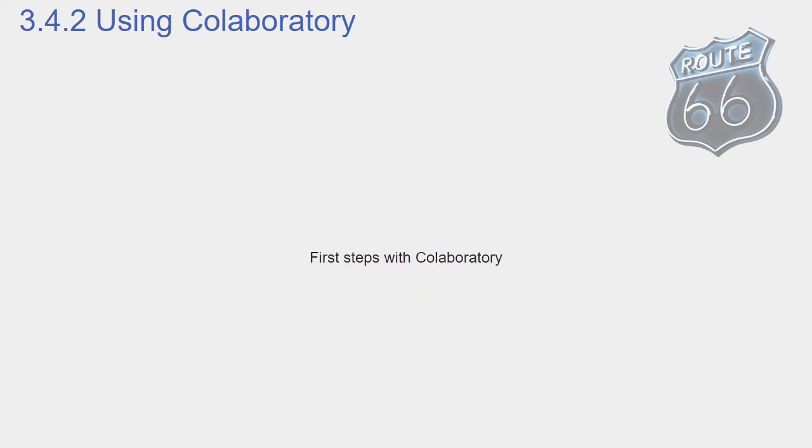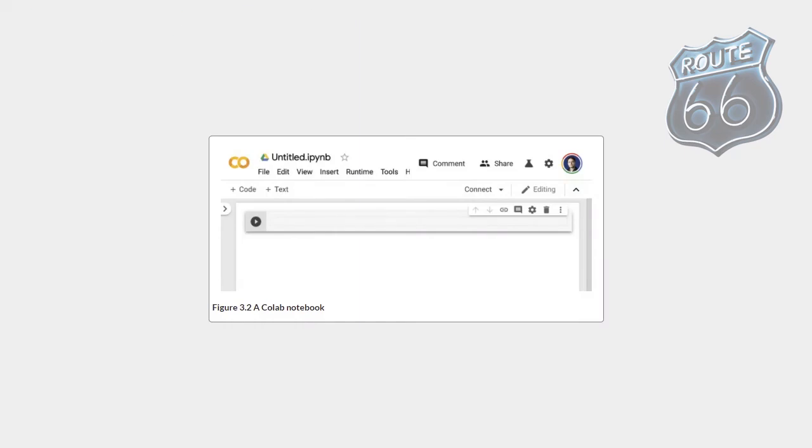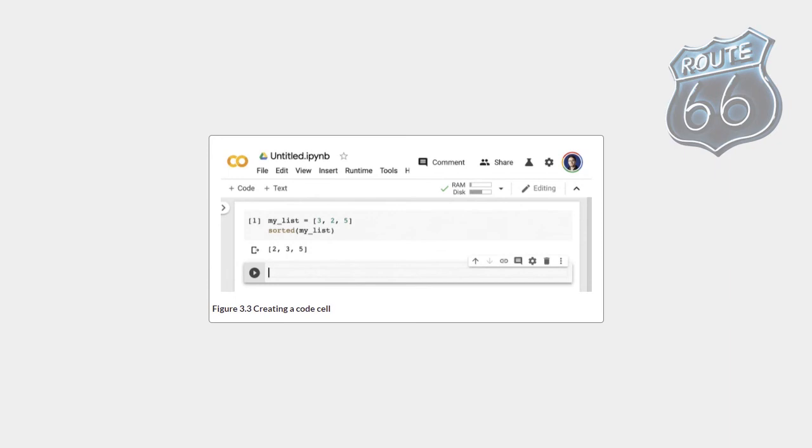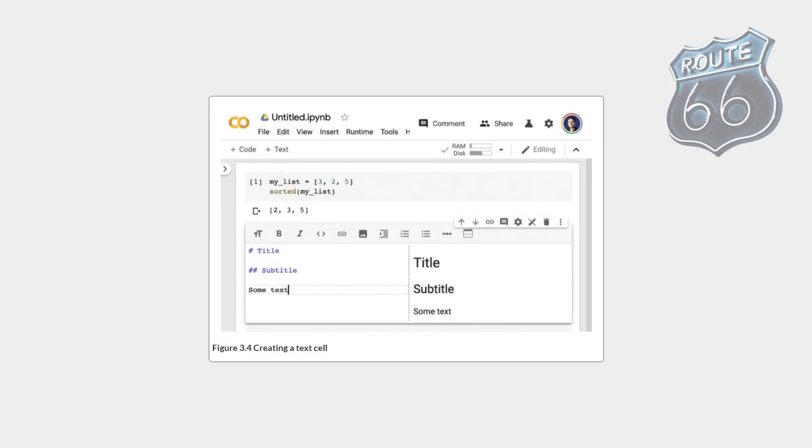First steps with Collaboratory. To get started with Colab, go to colab.research.google.com and click the New Notebook button. You'll see the standard notebook interface shown in Figure 3.2. You'll notice two buttons in the toolbar, plus code and plus text. They're for creating executable Python code cells and annotation text cells respectively. After entering code in a code cell, pressing Shift-Enter will execute it. See Figure 3.3. In a text cell, you can use Markdown syntax, see Figure 3.4.